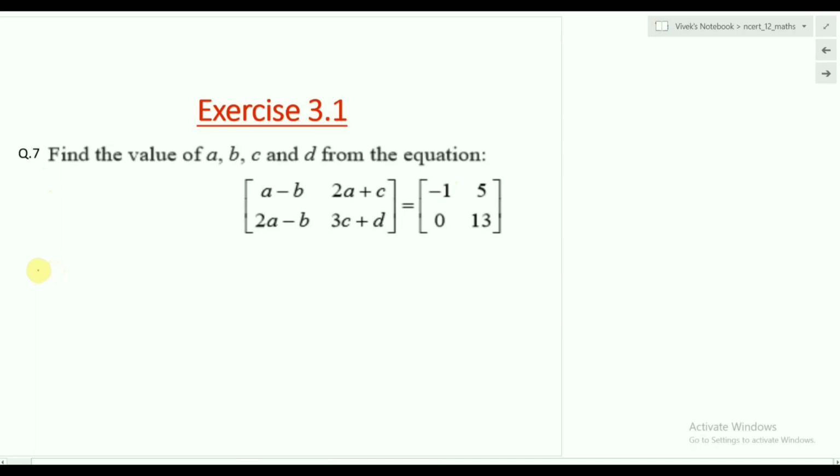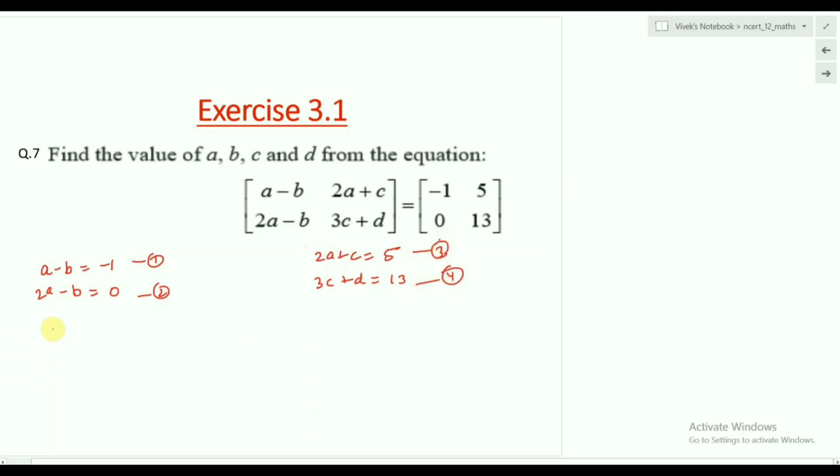First, if you compare A11 with B11, you will get A minus B equal to minus 1. And again, if you compare A21 with B21, so what you will get? 2A minus B should be equal to 0. This is equation number 1 and 2. Same like this, 3 and 4 also we can write. 2A plus C will be equal to 5 and 3C plus D will be equal to 13. This will be equation number 3 and 4.